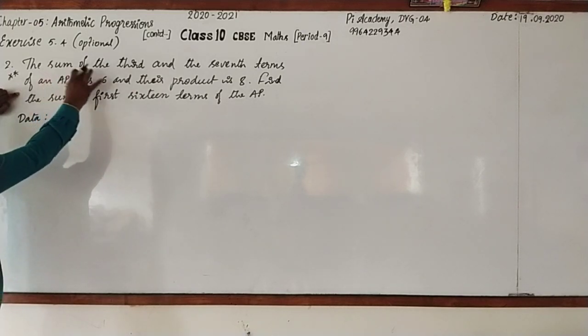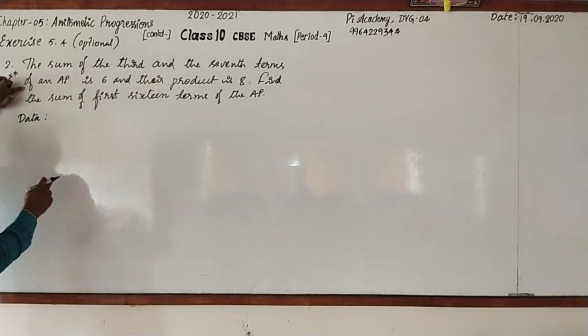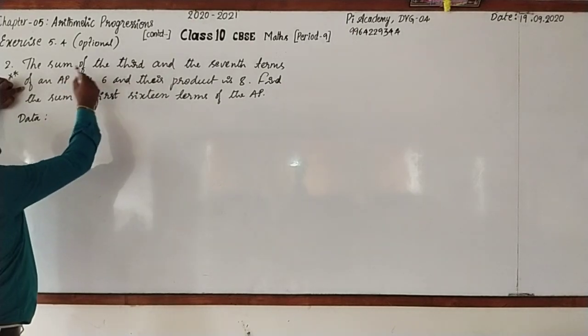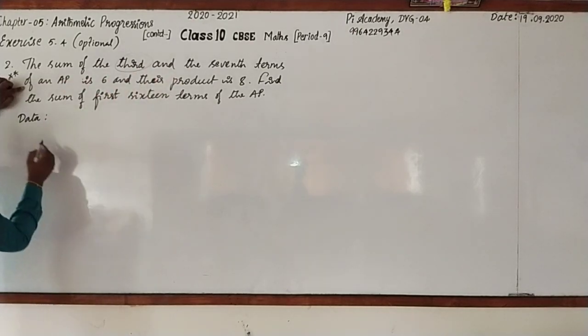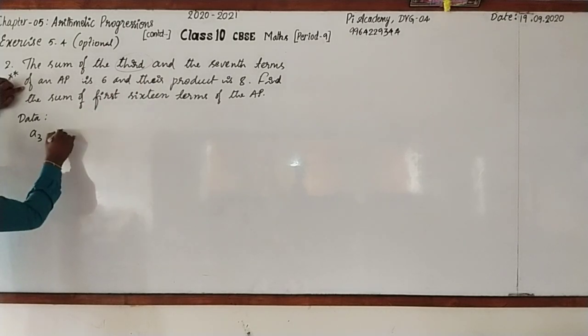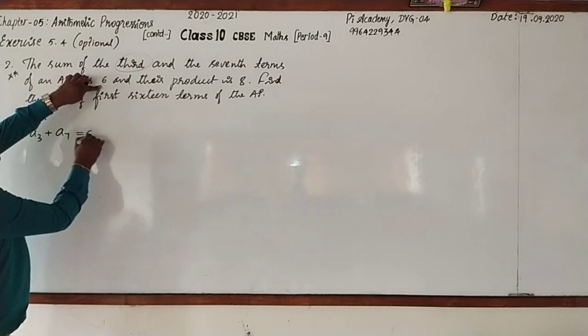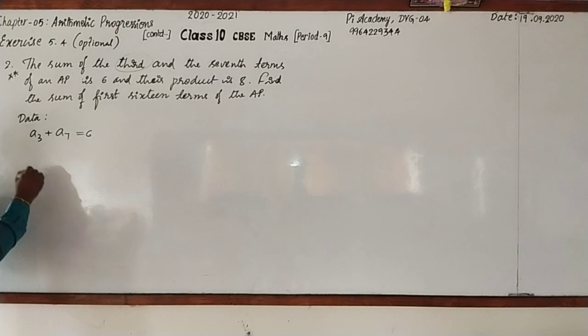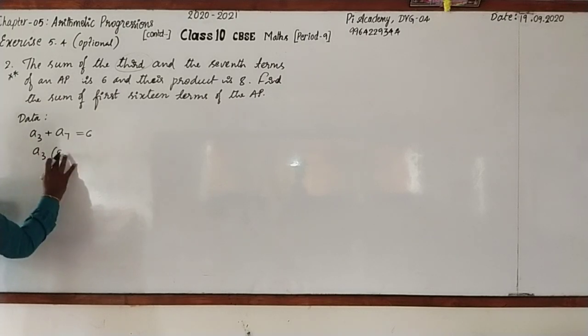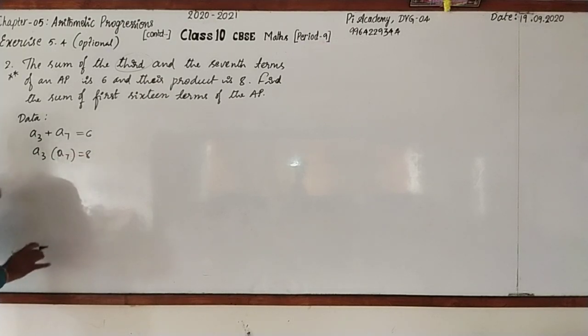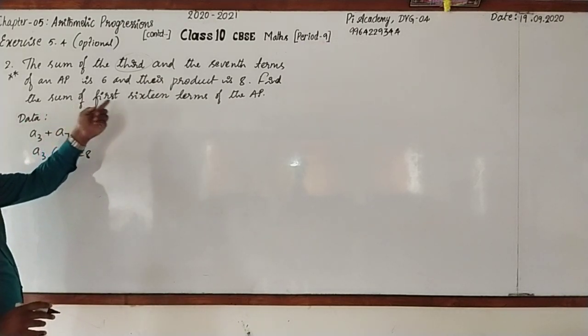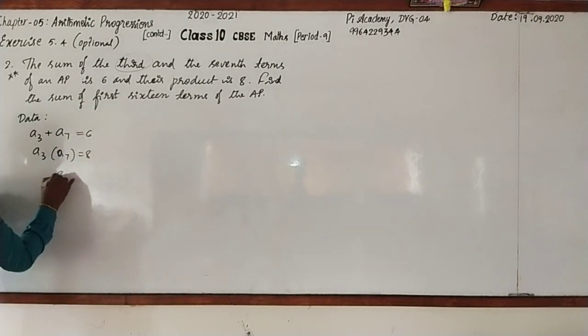They have given the sum of third and seventh term of an AP is 6. How do you write the third term? It is A3. Seventh term, A7. Then their sum, it is A3 plus A7. How much it is? This is 6. And their product is 8. That is A3 into A7. It is 8. If it is so, we have to find out the sum of first 16 terms. That is S16 equal to question mark.